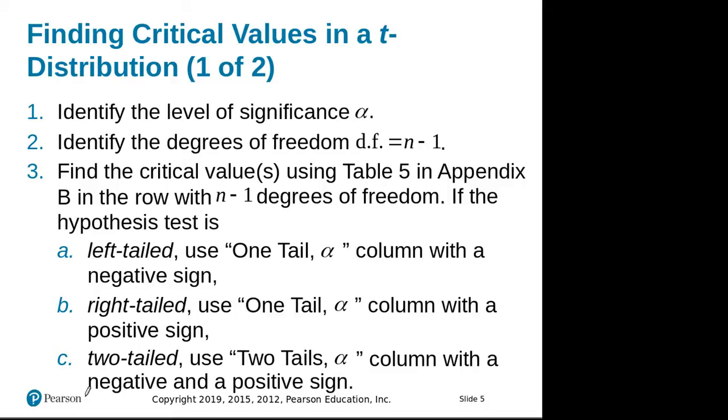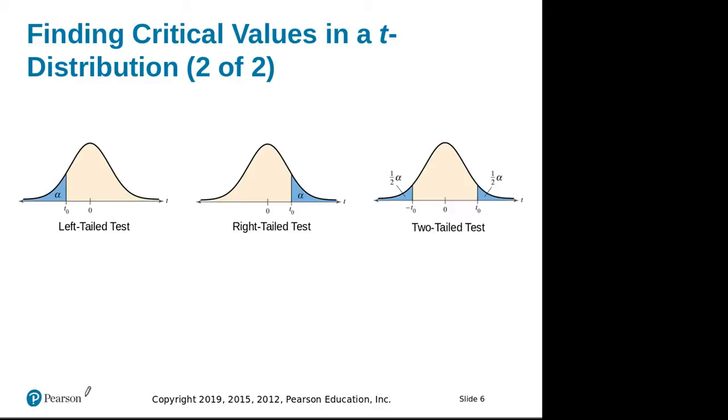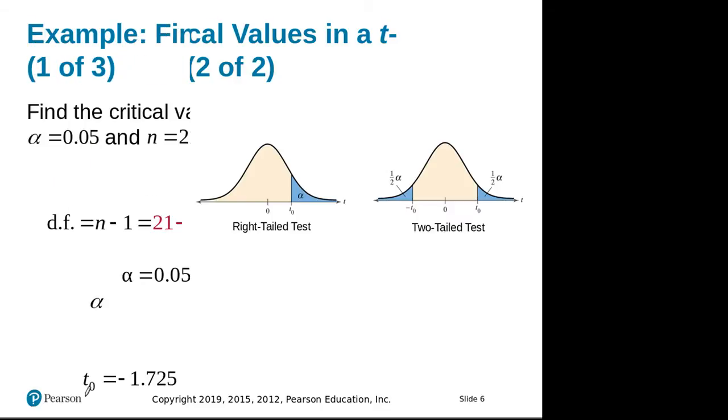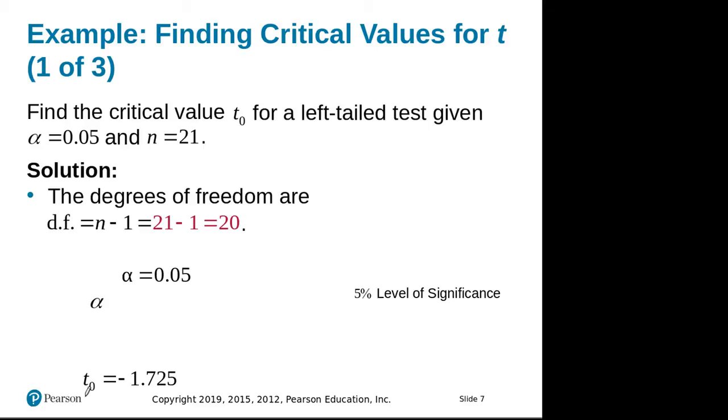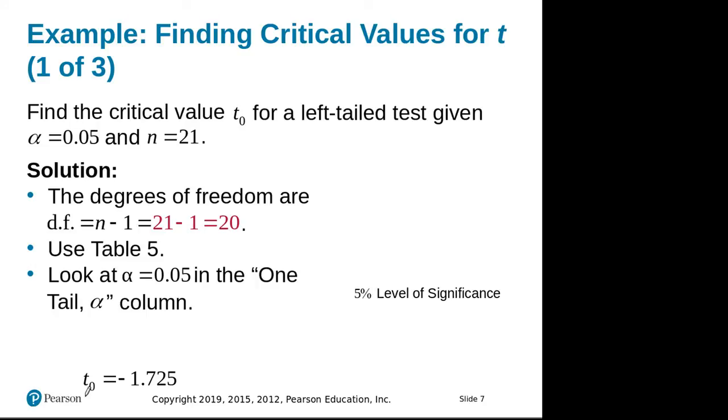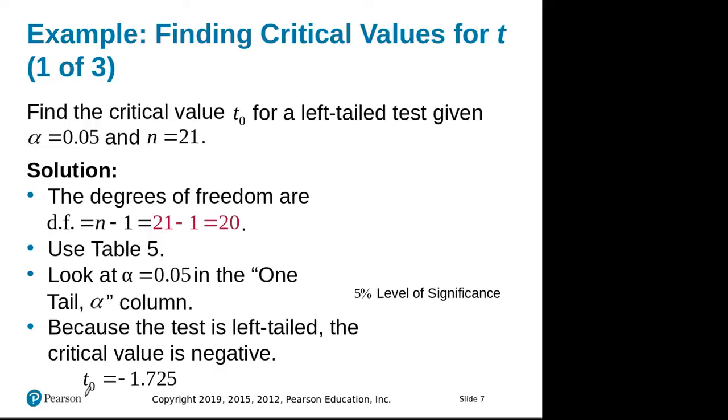Our setup is going to be very similar, right? We find the value of the test and we look at our 1/2 value as the area within there. For example, if we want to find a critical value for a left-tailed test, given that our level of significance is 5% and our number of samples is 21, we find our degrees of freedom, which is 21 minus 1. That gives us 20.